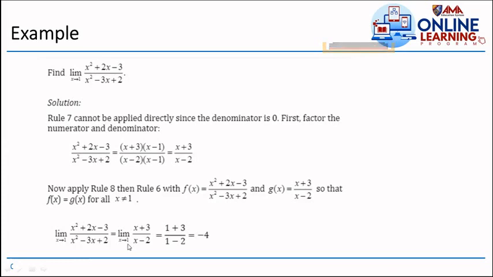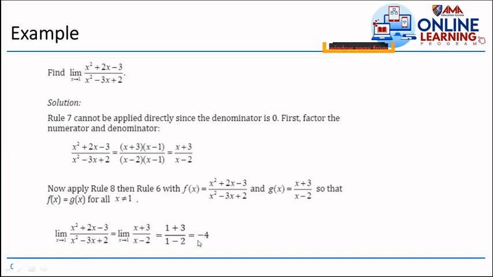Okay? So, isasubstitute na natin uli ngayon yung limit doon sa variable natin. So, we have 1 plus 3 is 4. 1 minus 2 is negative 1. 4 divided by negative 1, we have negative 4 po siya. Okay? Any questions?